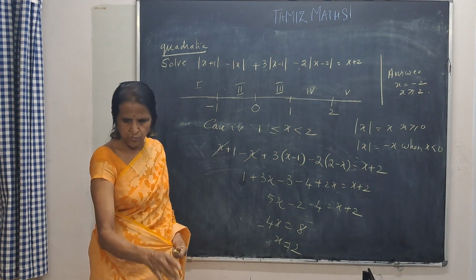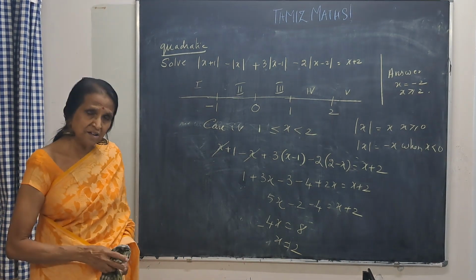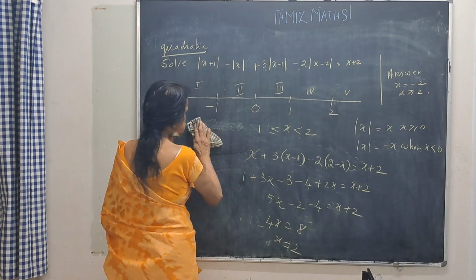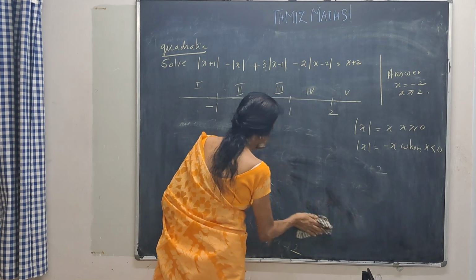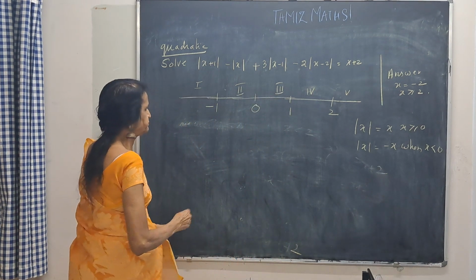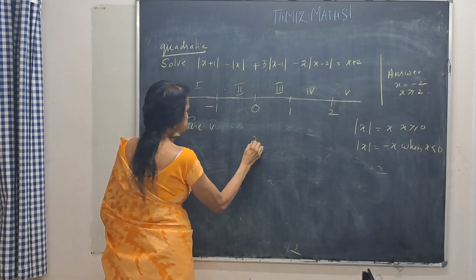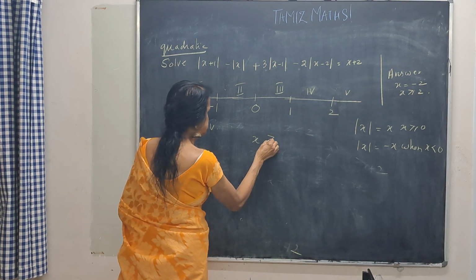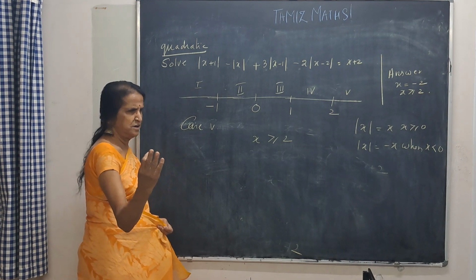So the last interval now, which will take only a few minutes for us to discuss, is extremely easy. So I don't have a solution in this interval. I go for case 5. Case 5 is x greater than or equal to 2. Very simple, very easy, very enjoyable.